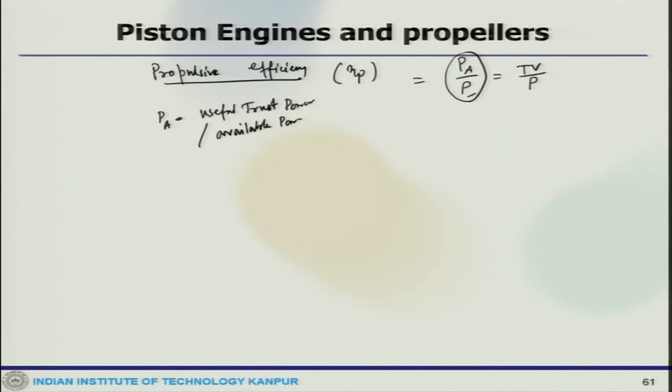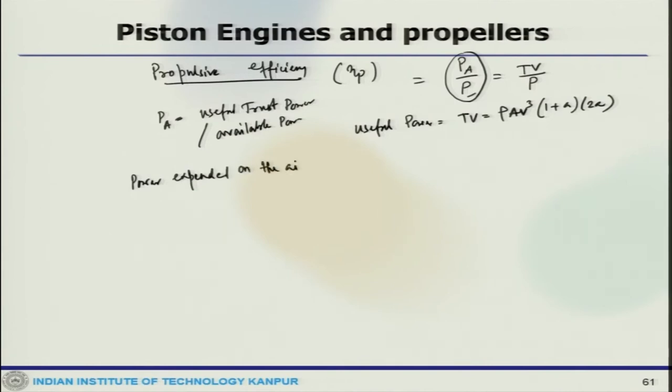Now for the actuator disc model, this efficiency is an ideal propulsive efficiency, because it ignores all losses except the one associated with the streamwise kinetic energy. So what we have, the useful power is T V, which is rho A V cube (1 plus a) into 2a. Now the power expended on the air, which is also P, is the rate of change of kinetic energy.